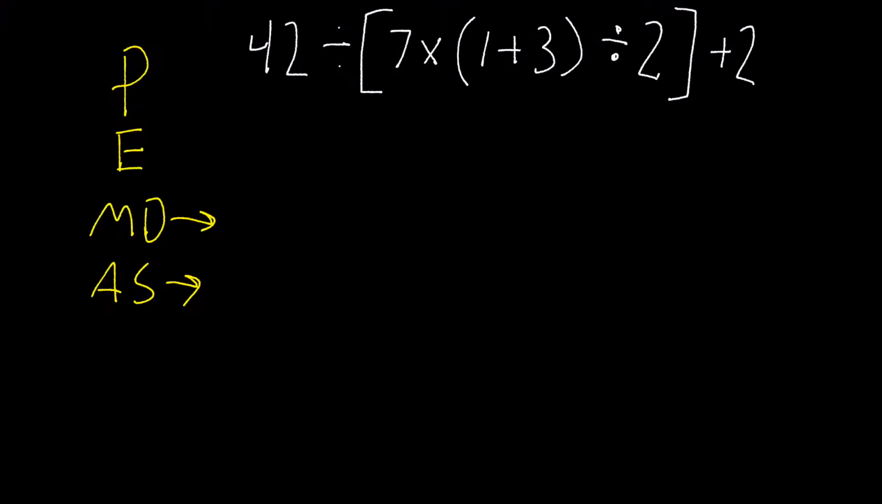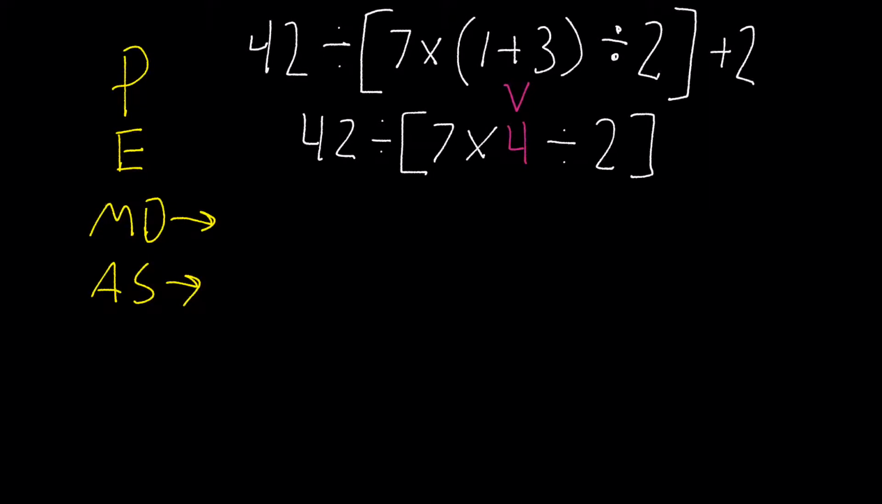Hopefully what you've said is, we have to do that inside set of parentheses first. We have to take care of 1 plus 3. It is the innermost set of parentheses, so we have to work our way out from there. 1 plus 3 gets us 4, and now we can rewrite everything we haven't used yet. 42 divided by bracket 7 times 4 divided by 2 end bracket plus 2.